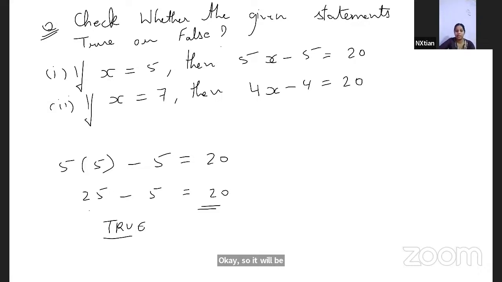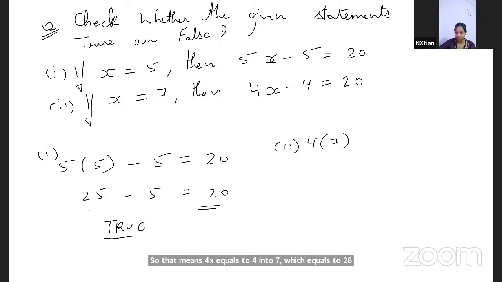Okay, now, Anaya, what's the second one? It's false, ma'am. Okay, that's correct. Yes, Abraham. Okay, yes, Anaya, continue. Yeah, because x equals 7. So that means 4x equals 4 into 7, which equals 28. Now 28 minus 4 equals 24. Now 20, so it is false.